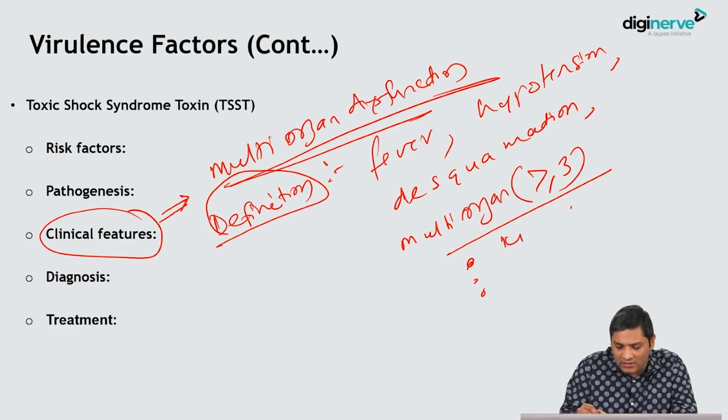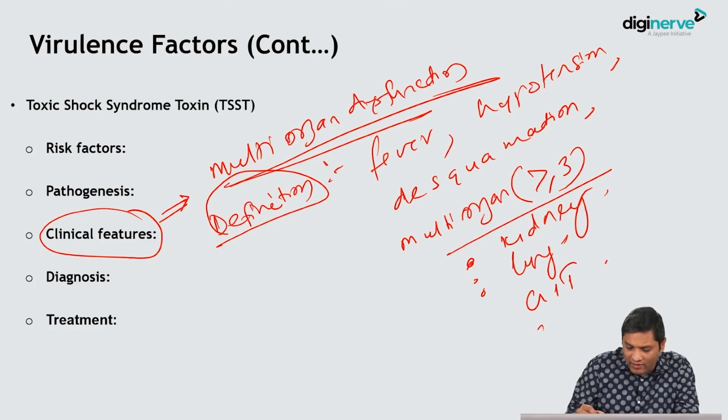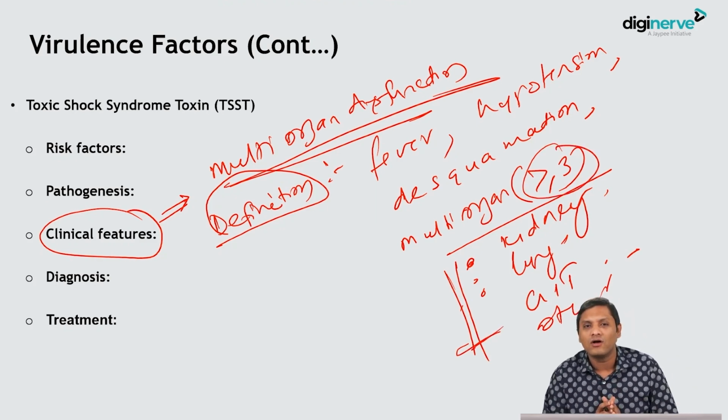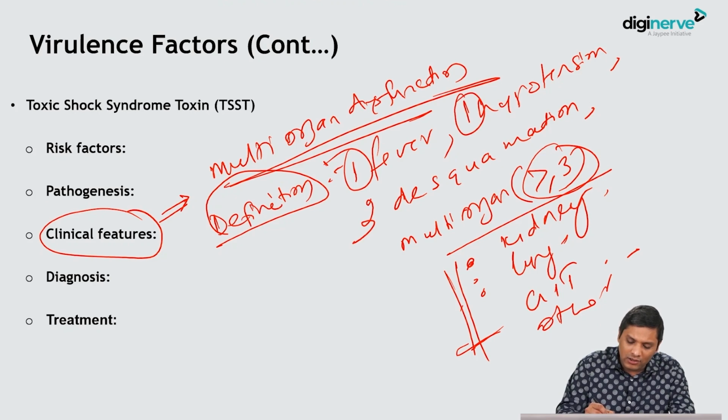The common organs are kidney, lung, GIT, and various other organs. Various organs can be involved, but at least 3 or more organs must be involved to satisfy the criteria. So there are 4 criteria: fever, hypotension, desquamation, and multi-organ failure. Okay, so these are the clinical manifestations.